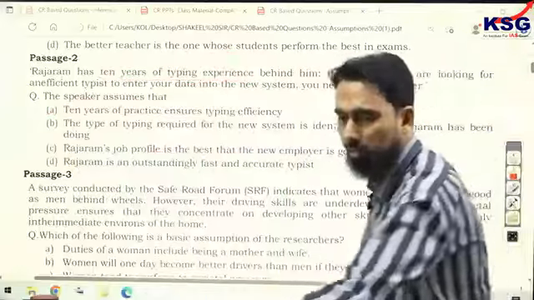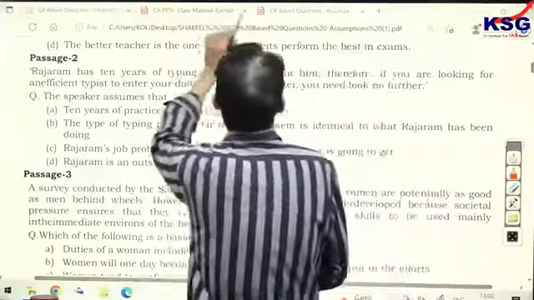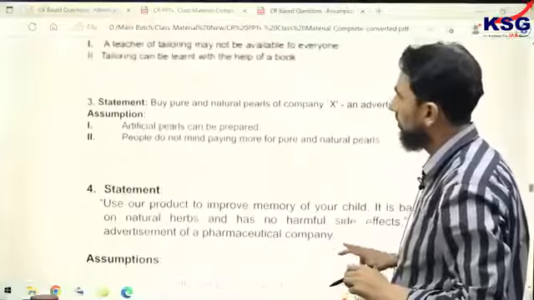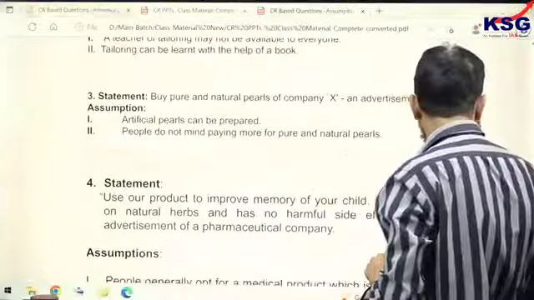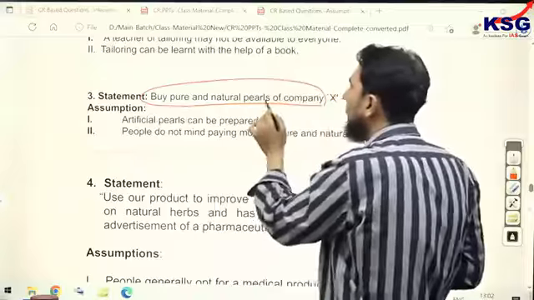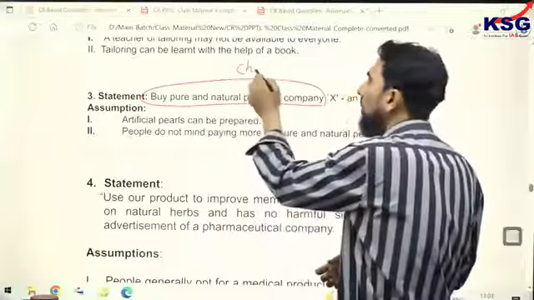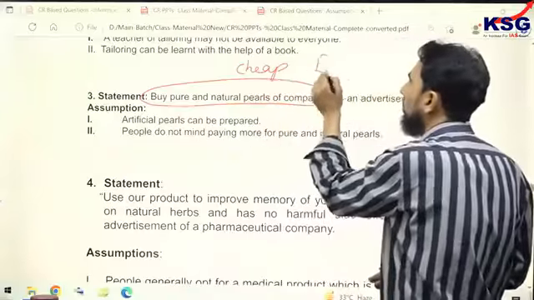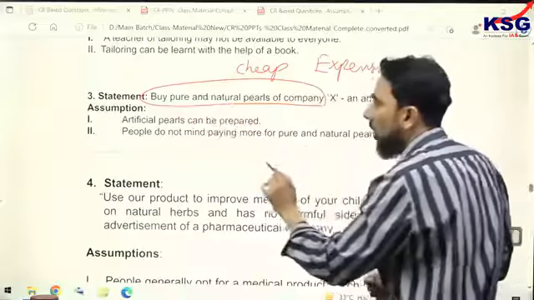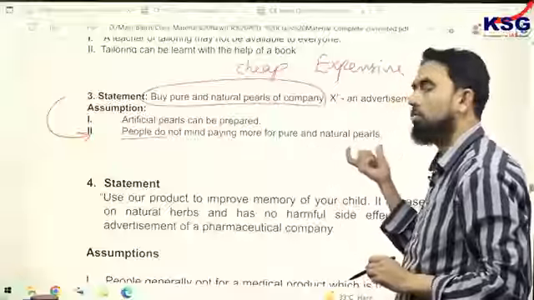Now a student has written a doubt. Somdatta, your doubt I address now. You have mentioned something related to pure and natural pearls of company X. Now, Somdatta, this statement does not mention whether the natural pearls are costly, expensive, or cheap. They could be cheap, they could be expensive, the price could be anything. Nothing has been mentioned here about the price. So how can you assume anything about people's behavior, that people do not mind paying more for pure and natural pearls?